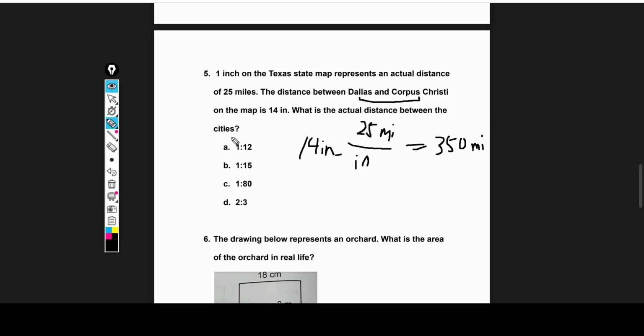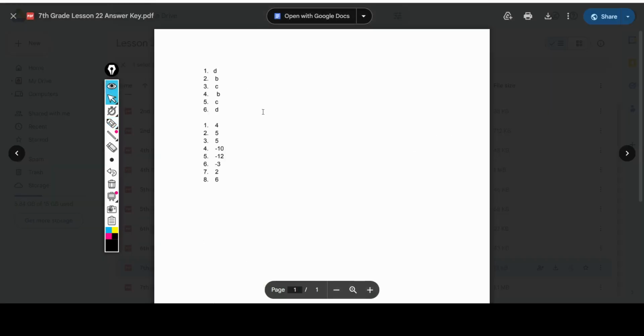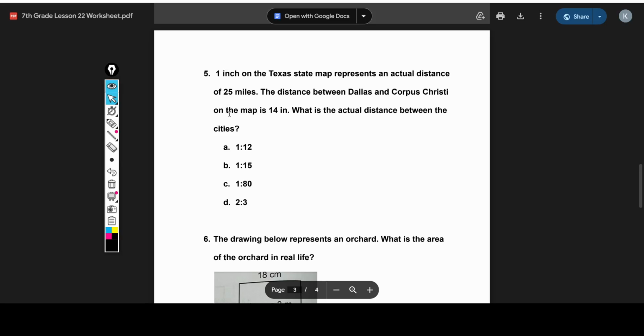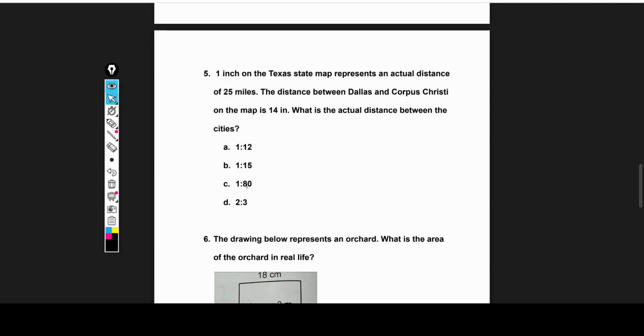I'm a little confused by these answers. They seem to be ratios, even though it's asking for a distance. Let me check very quickly. It looks like the answer is looking for C, which is 80, or 1 to 80, and I find that to be rather nonsensical. We'll just go with the answer we found, 350 miles. Unfortunately, it seems like this question was made incorrectly.